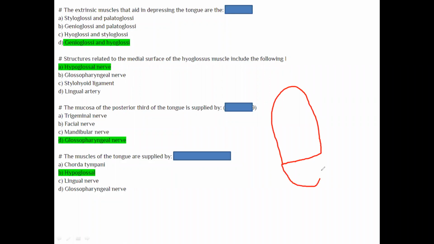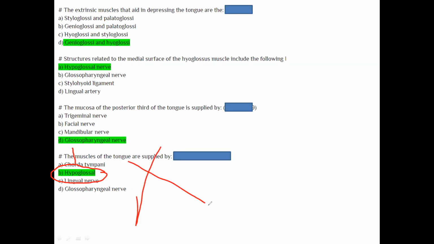The mucosa of the posterior third of the tongue is supplied by the glossopharyngeal nerve, and the taste fibers are also carried by the glossopharyngeal nerve. The muscles of the tongue are supplied by the hypoglossal nerve. It did not say all the muscles. If it had said all the muscles, we would have said no, because palatoglossus is not supplied by the hypoglossal nerve.